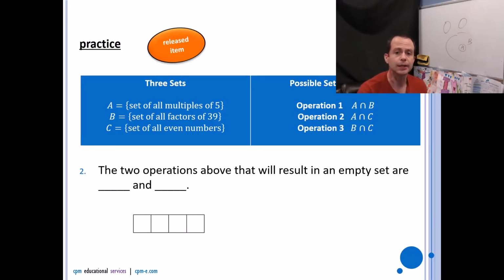Okay, B intersect with C. Can I have a factor of 39 that's also an even number? Well, we just said that the factors of 39 were 1, odd, 3, odd, 13, odd, 39, odd. So it would actually be 1 and 3 would be my answers here. Operation 1 and operation 3.